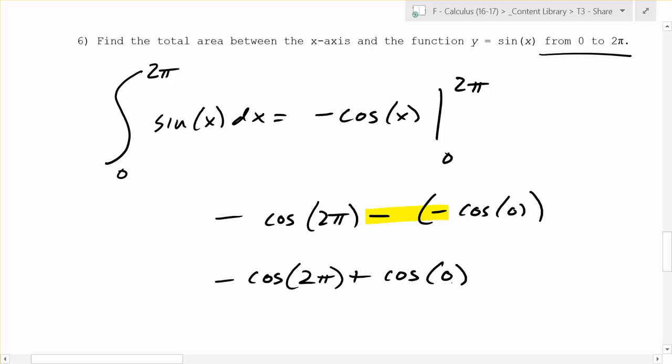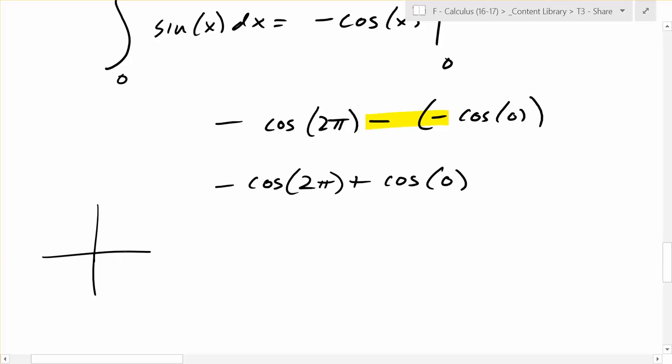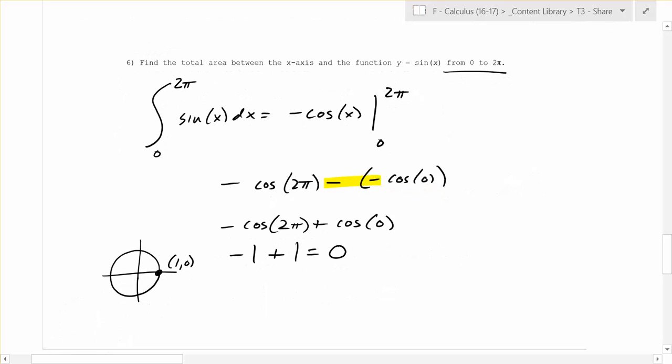Now you have to remember what those are. What is cosine of 2 pi? It's all the way around, right? What's negative cosine of 2 pi then? You're going all the way around, everybody. Negative 1, because the negative was on the front. Plus what? What's cosine of 0? 1. So what's this going to be? 0.